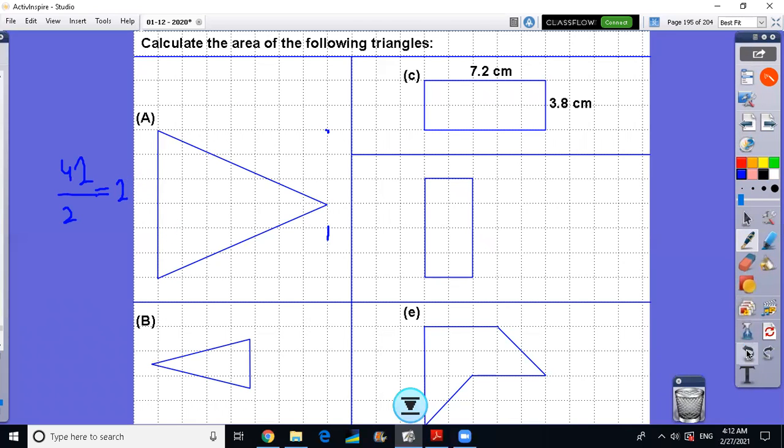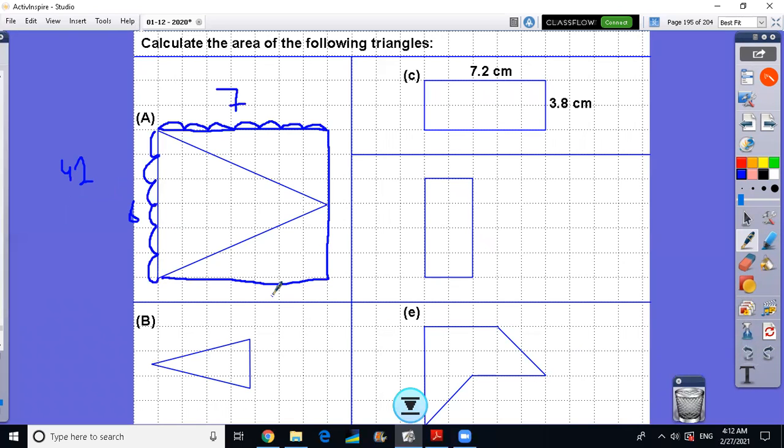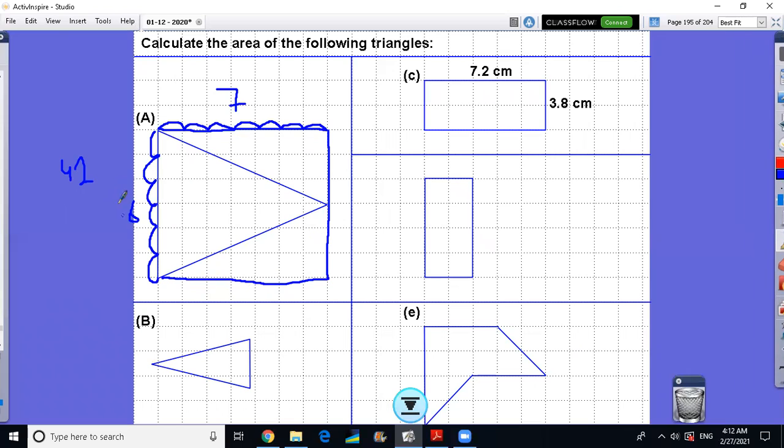Did you guys get this? Again, I just finished here the rectangle and I completed it. Imaginary rectangle here. I found the area of the rectangle. I found that this is 7 centimeters. This is 6 centimeters using the square grids here. 7 times 6 is 42. Divide the answer by 2 is going to give you 21 centimeters squared. So this triangle is 21 centimeters squared.